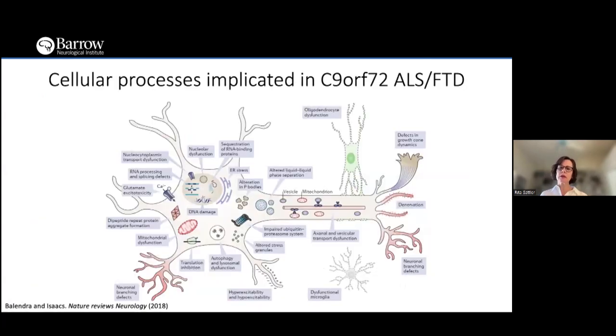So with all this knowledge, the scientific community has identified many, many mechanisms that we think are contributing to the degeneration that we see in this disease. And you can pick your favorite pathway and your favorite flavor that you're studying: DNA damage, autophagy, RNA processing and splicing. All of these events have been associated and have been found to happen in C9 ALS FTD.